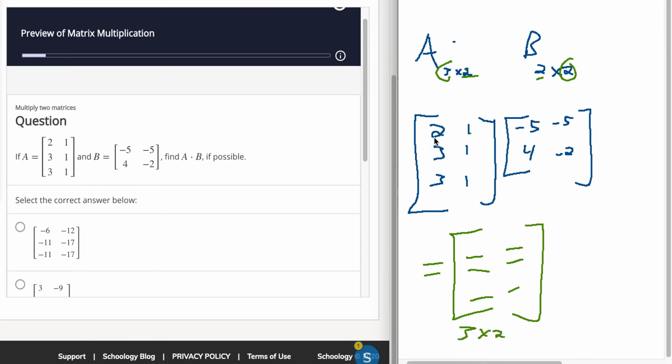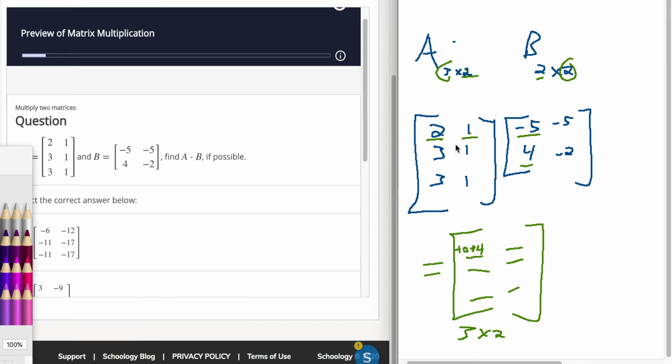The way we determine this is we take the first element of the first row times the first element of the first column. We're going by columns in the second matrix, rows in the first matrix. So 2 times -5 makes -10. But then if you do 1 times 4, that makes 4, so we have to add those two together. That's what's going to go in this part of the matrix.